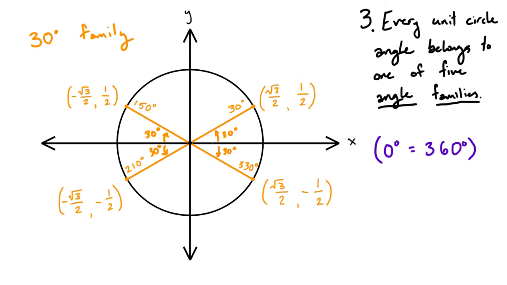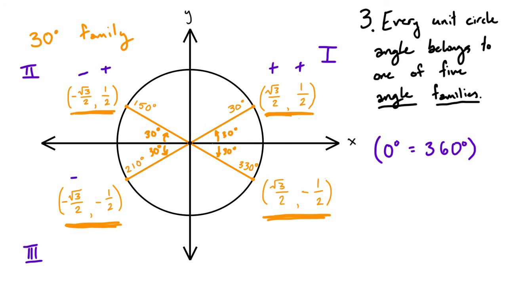Okay, so going back to this angle family, what do we notice about the coordinates? Well, the coordinates in these other 3 quadrants all match the coordinates in the first quadrant, at least numerically. The only difference is the signs. In quadrant 1, we have a positive cosine and a positive sine. In quadrant 2, we have a negative cosine and positive sine. In quadrant 3, we have negative cosine and negative sine. And in quadrant 4, we have positive cosine and negative sine.